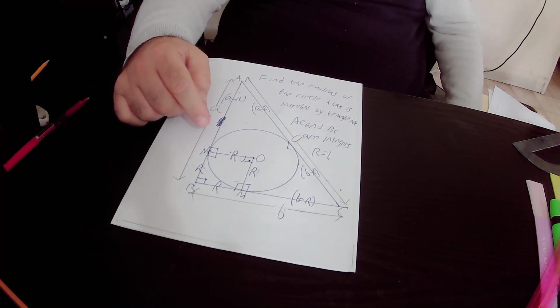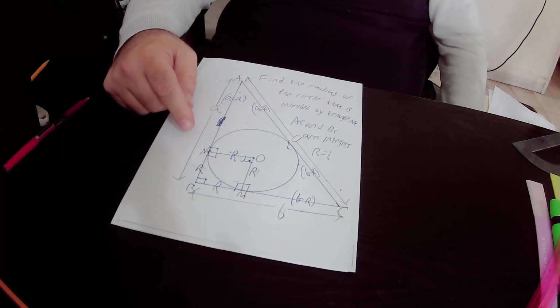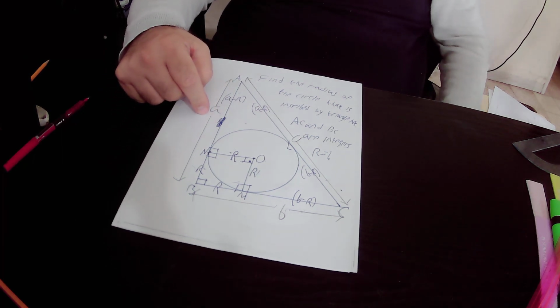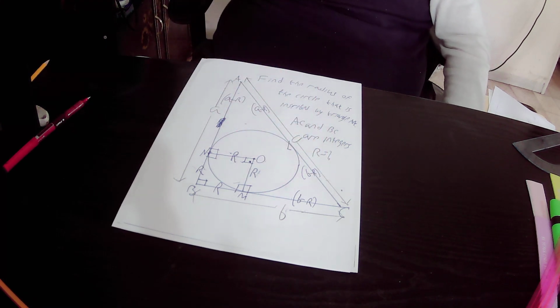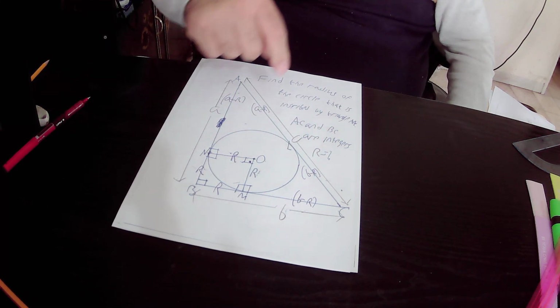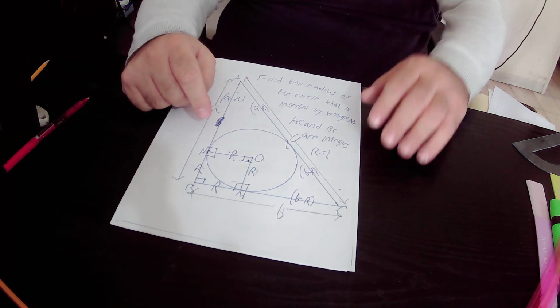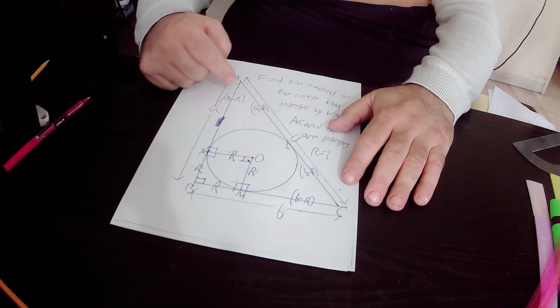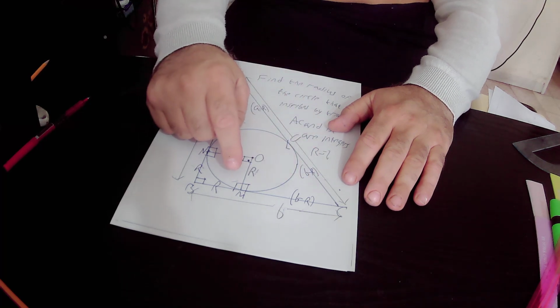So this is triangle ABC, that could be any triangle. Therefore, side AB equals A units according to our definition, side BC equals B units, and side AC equals C units. Then we define the center of the circle as O. We define the point of tangency of AB with this circle as N. We define the point of tangency of BC with this circle as M.